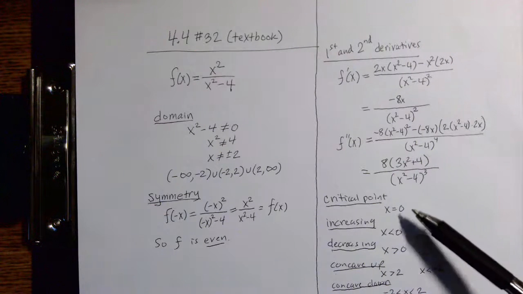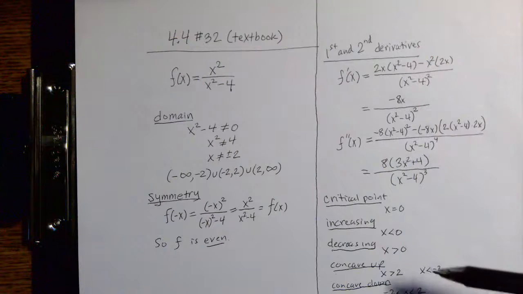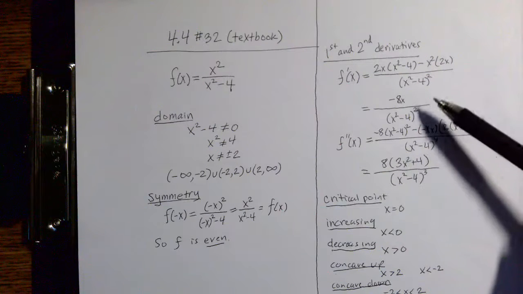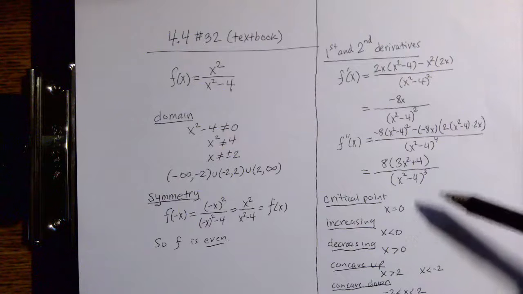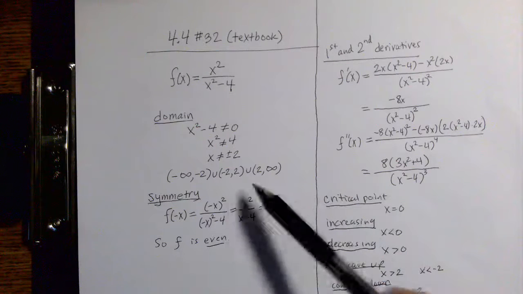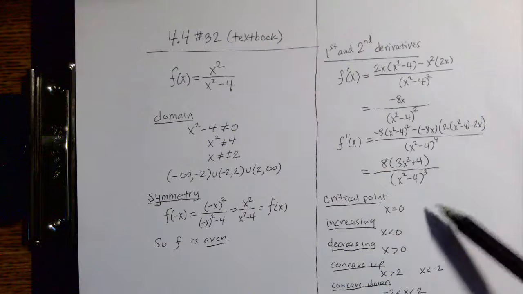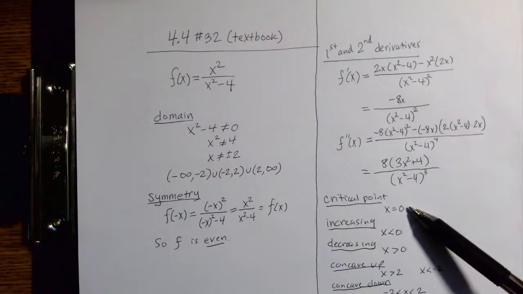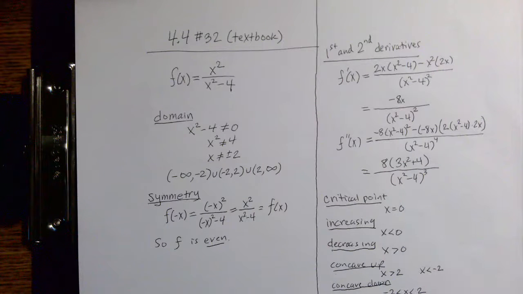Critical points are places where the first derivative is 0 or undefined. In this case, the only places in the domain, remember plus and minus 2 are not in the domain, the only places in the domain of this function that are critical points is just x equals 0.